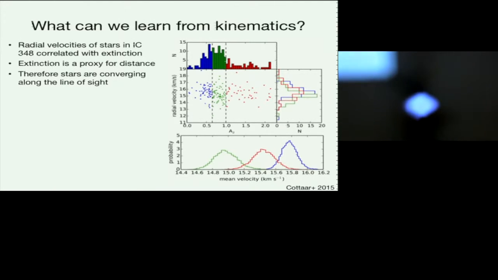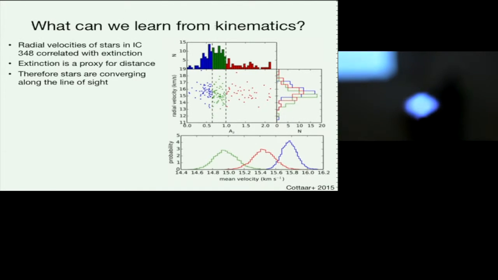Now, Qatar et al. have actually found a very interesting way around this, and they're doing this by using extinction as a proxy for distance. Now, if you're looking down a narrow enough sight line and you're looking through a star-forming region, it's a relatively reasonable assumption that as you go through the molecular cloud, stars that are more extinguished are further away. Now, obviously, there's going to be some variation in that, so it's not a perfect relationship. But it's an interesting way, I think, to get an estimate of distance from extinction.